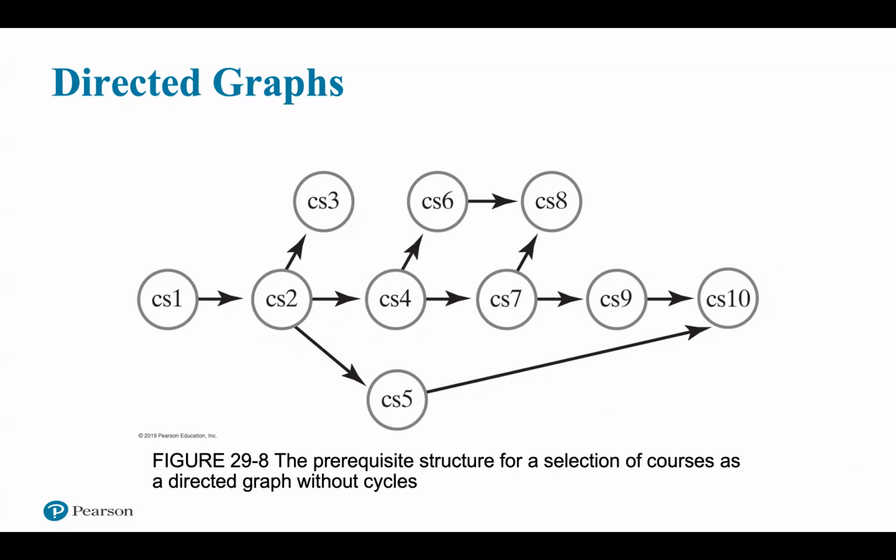To answer this question, we first create a directed graph to represent the courses and their prerequisites. Figure 29.8 is an example of such a graph. Each vertex represents a course, and each directed edge begins at a course that is a prerequisite to another. Notice, for example, that you must complete CS1, CS2, CS4, CS7, CS9, and CS5 before you can take CS10.